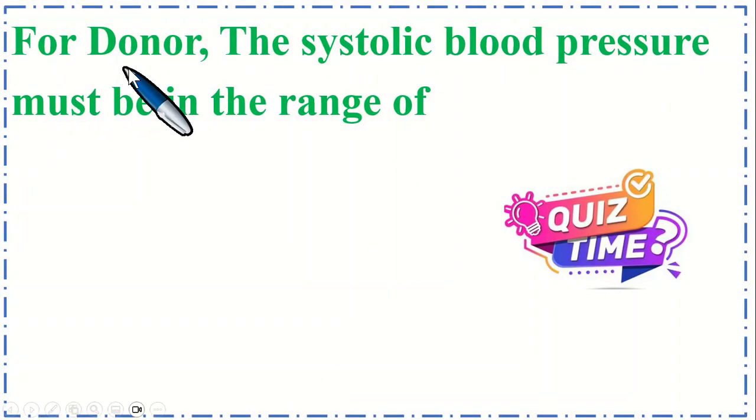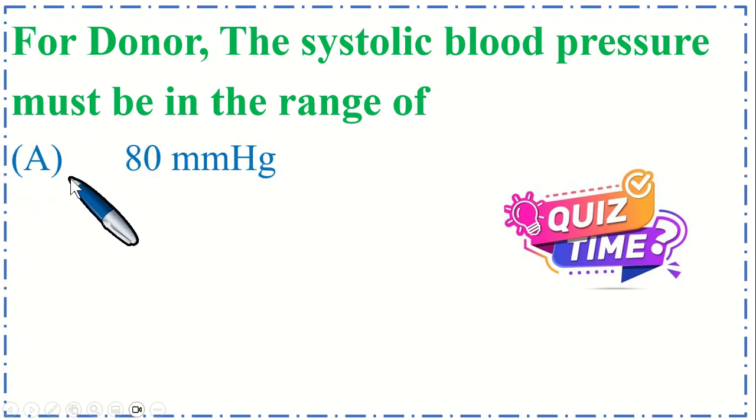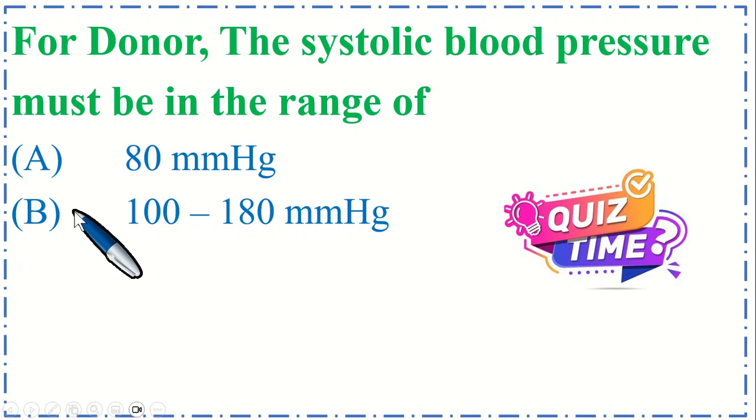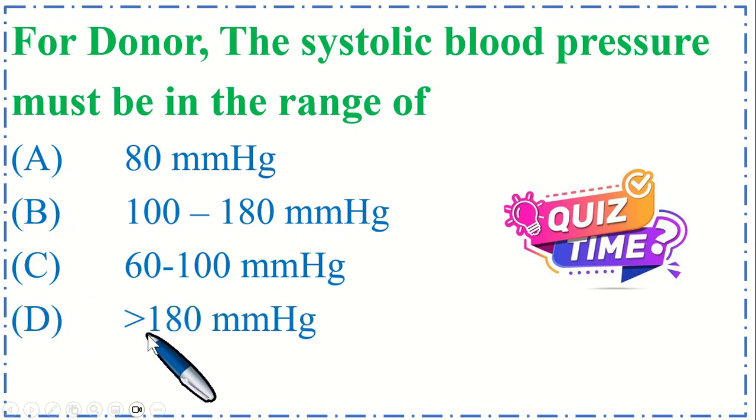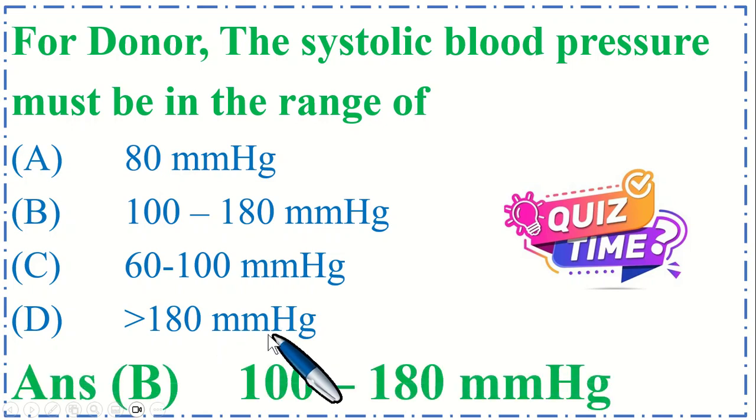For a donor, the systolic blood pressure must be in the range of option A 80 mm of mercury, B 100 to 180 millimeter of mercury, C 60 to 100 millimeter of mercury, and option D more than 180 millimeter of mercury. So the correct option is B 100 to 180 millimeter of mercury.